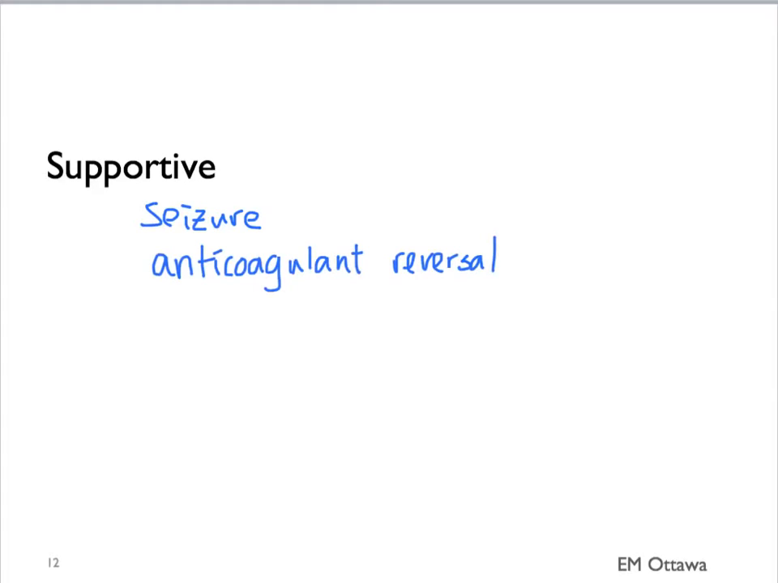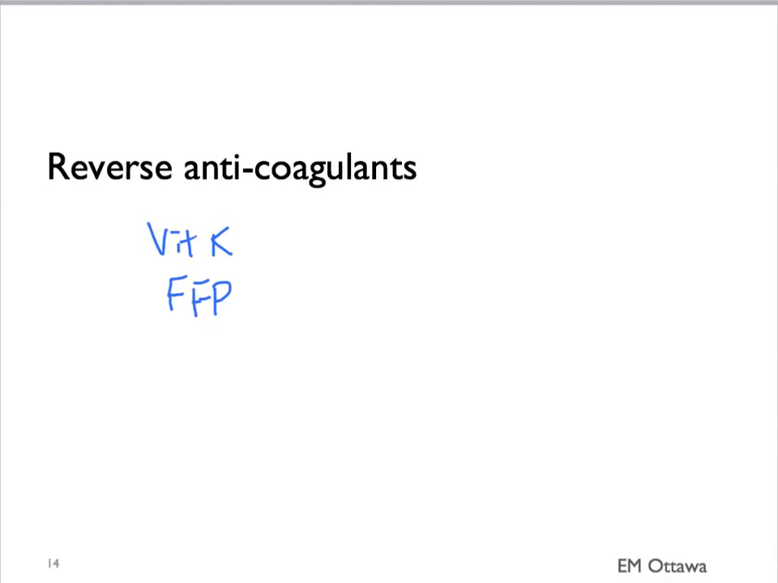That consists of seizure control, reversing anticoagulants, and decreasing intracranial pressure. We will give benzodiazepines if the patient is seizing. We should also provide analgesia and sedation, particularly if the patient is intubated. If the patient is on anticoagulants, we need to reverse them. That might consist of vitamin K, FFP, or specific clotting factors for the patient.